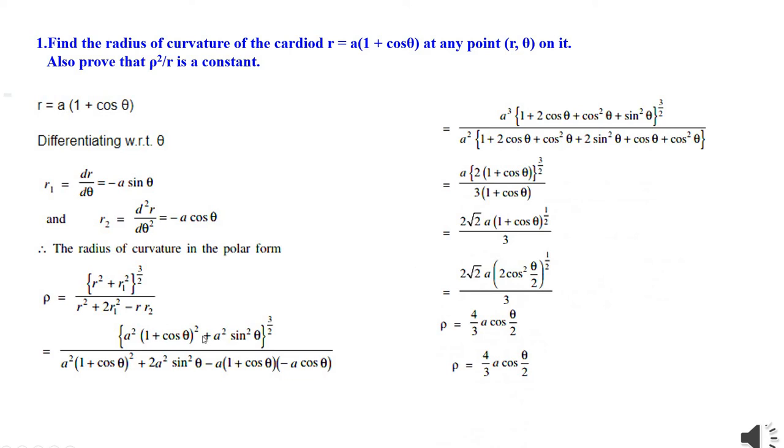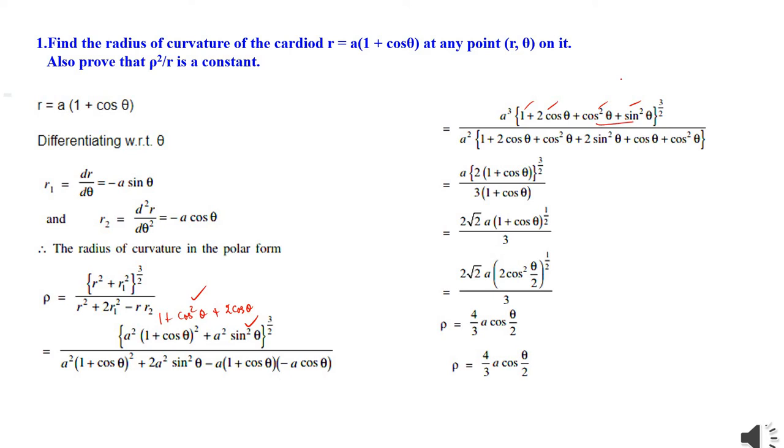Then consider the formula for radius of curvature, which is rho is equal to r square plus r dot square, whole thing raised to 3 by 2, by r square plus 2 r dot square minus r into r double dot. Just substitute these values. The simplification you can easily go through from this PPT, and finally you arrive at rho is equal to 4 by 3 a into cos theta by 2. Now for the second part, we will see that in the second slide.